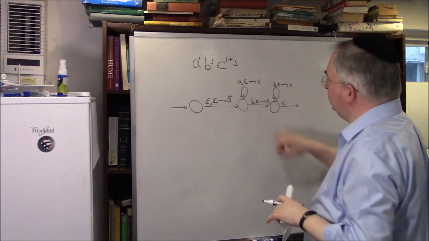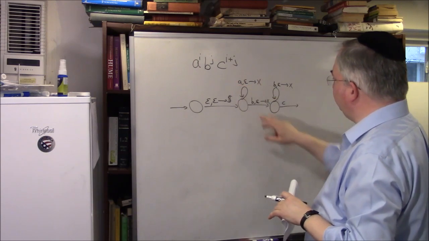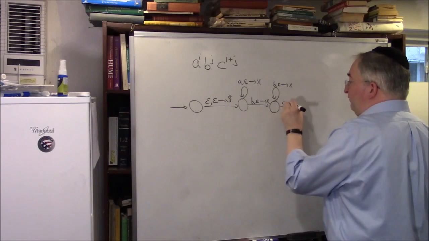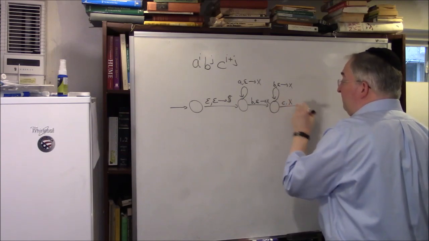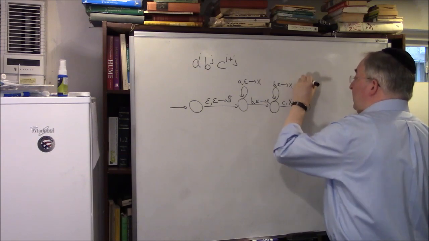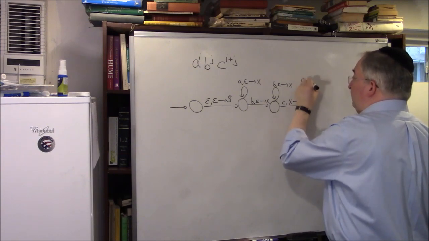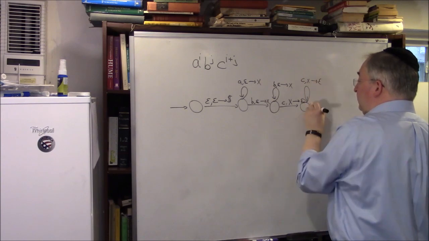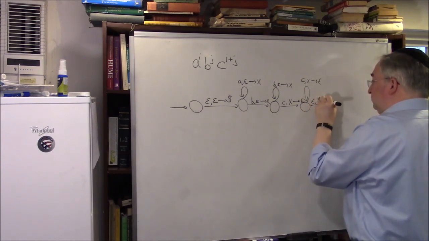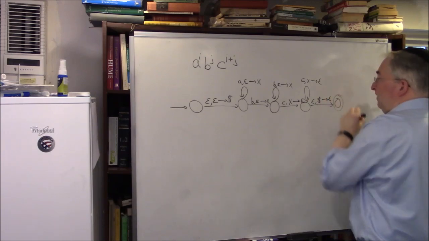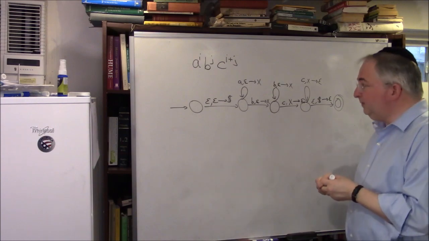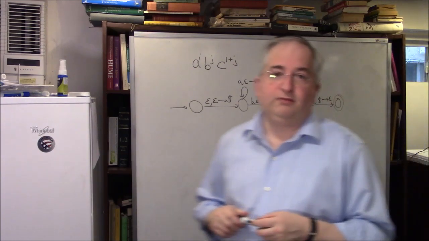Okay, let's just do this. Every time I see an A, I push on an X. Every time I see a B, I push down an X. Every time I see a C, and I can pop off an X, I pop it, and now we do the same thing. Every time I see a C, and I can pop off an X, I pop it. Okay, and finally, that's it.